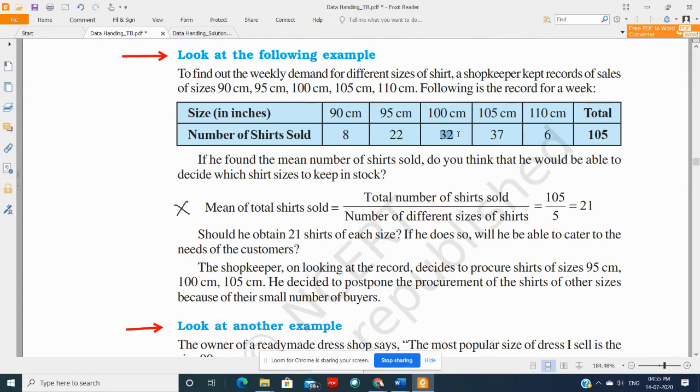In case of books, again, the shopkeeper would go by the trend of the demand, and that demand means the number of students buying more and more of these books, so they are repeating these books, right? So that's why they would go with the mode. Okay, so let's see one more example.